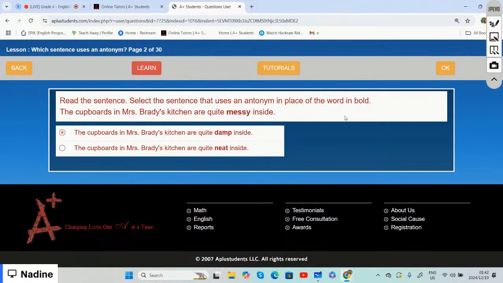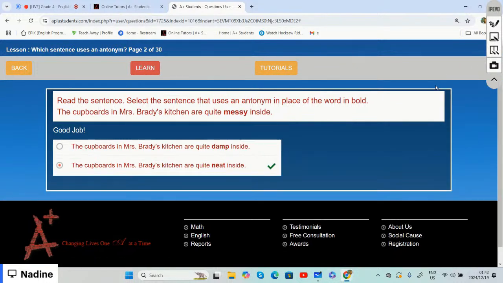All right, and the opposite of messy, right, is neat. Messy, it's like when things are all over the show, like you just throw the bowls and the stuff in the cupboard. But then the opposite of messy is neat. It's neatly packed. So well done.